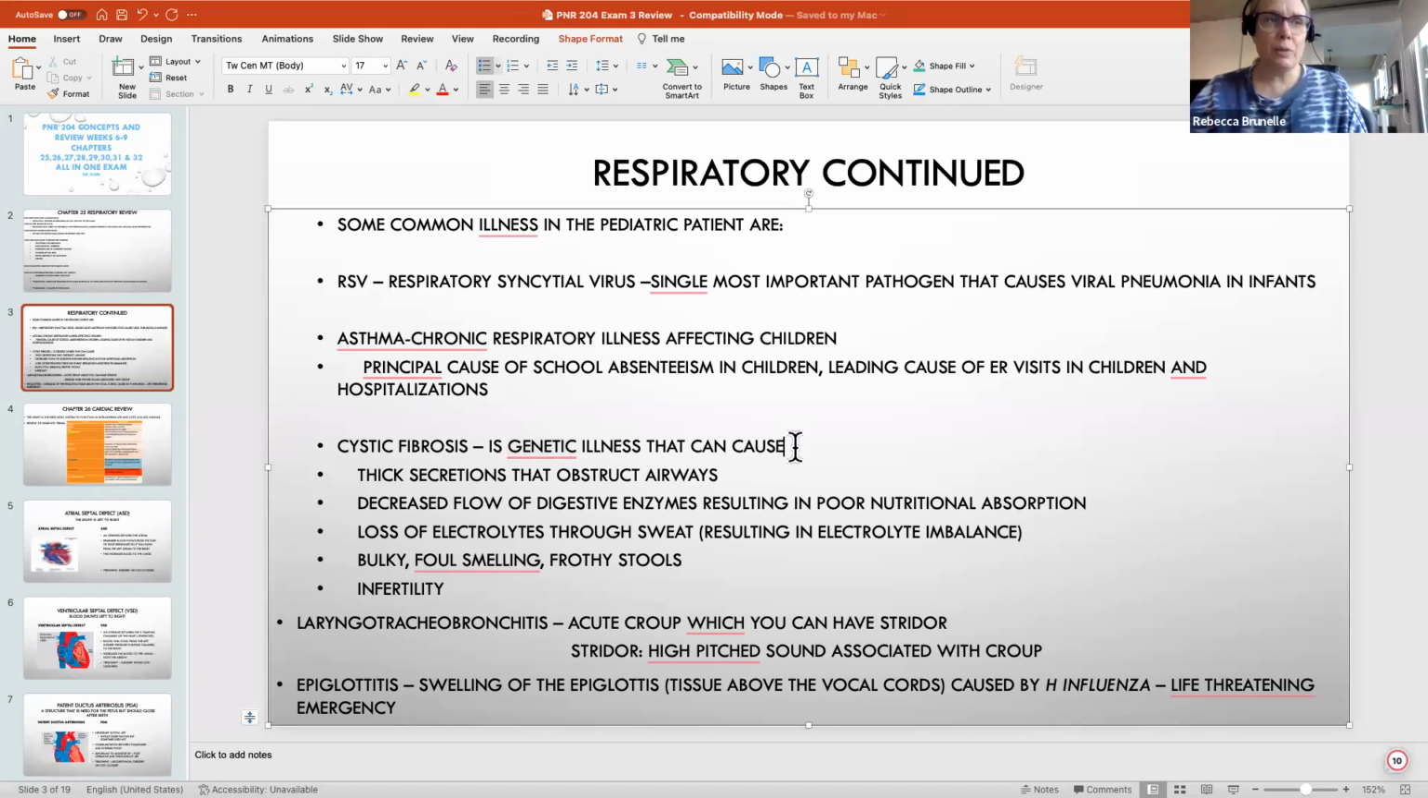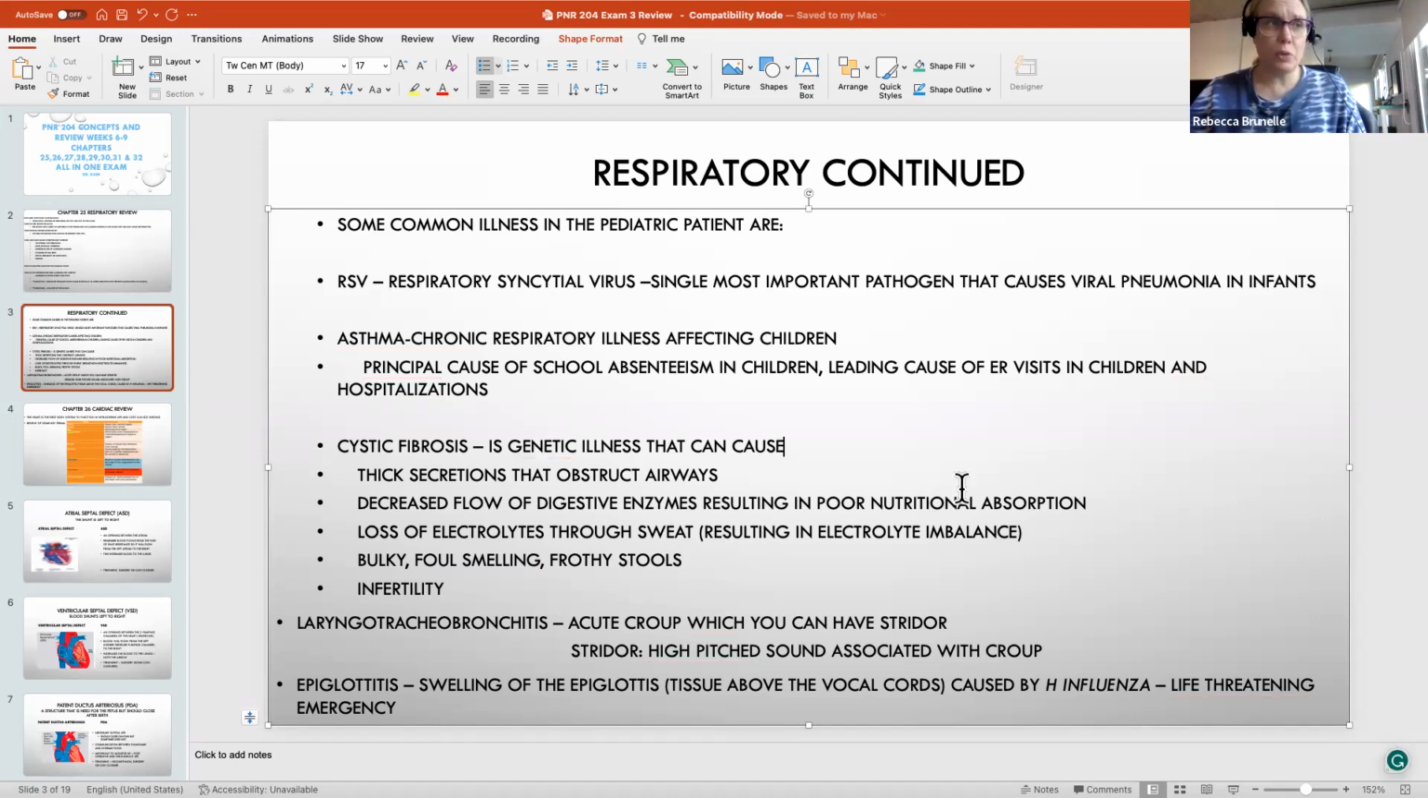So cystic fibrosis doesn't just affect the lungs, but we put it in with the respiratory system. So you need to remember that this is a genetic condition. For children to have cystic fibrosis, both of their parents must be carriers. They get the gene from both parents. It causes thick secretions throughout their body. We think of it most often in the lungs. But it does cause other problems.